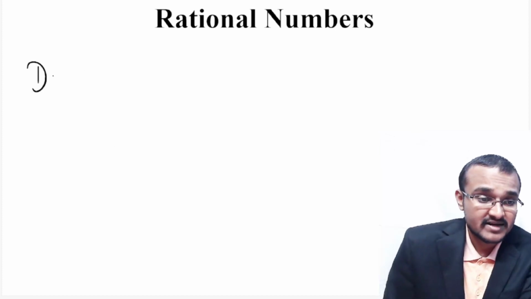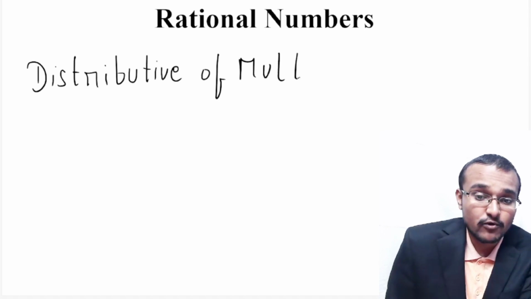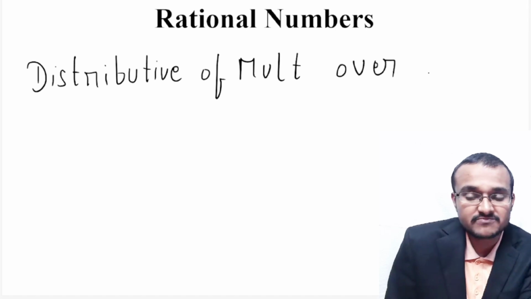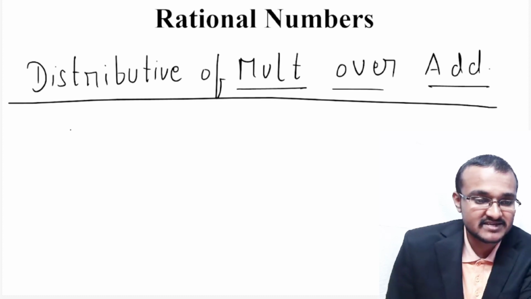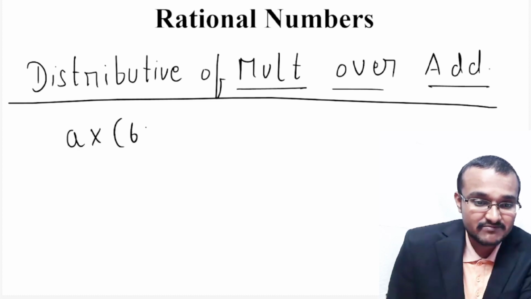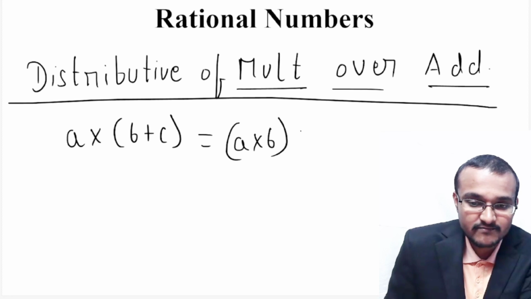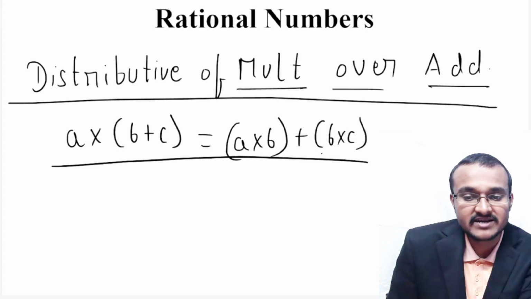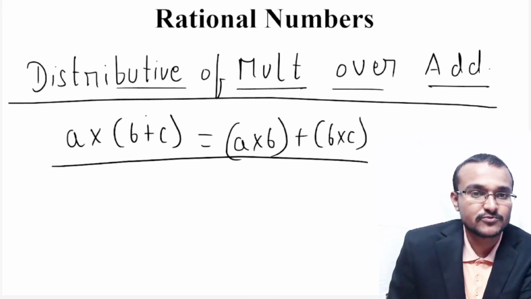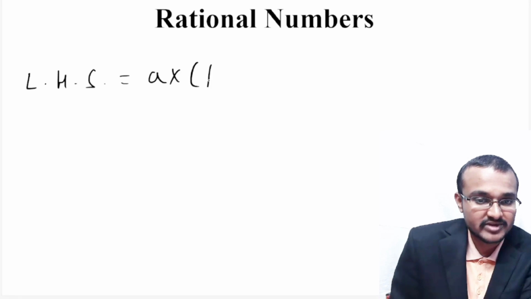Now let us discuss the distributive property of multiplication over addition for rational numbers. The equation for this distributive property of multiplication is A into (B plus C) should be equal to A into B plus A into C. If this equation is satisfied, then rational numbers are satisfying this distributive property. So let us write the LHS. The LHS of that equation is A into (B plus C).